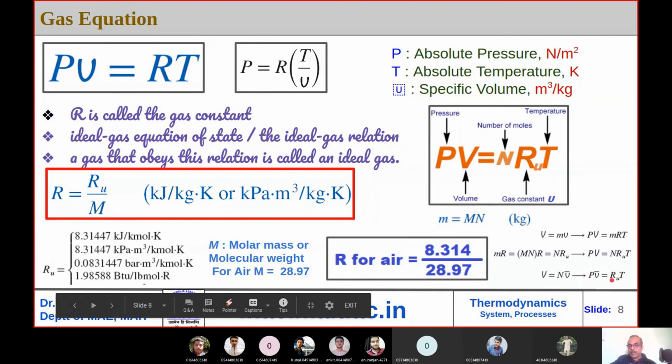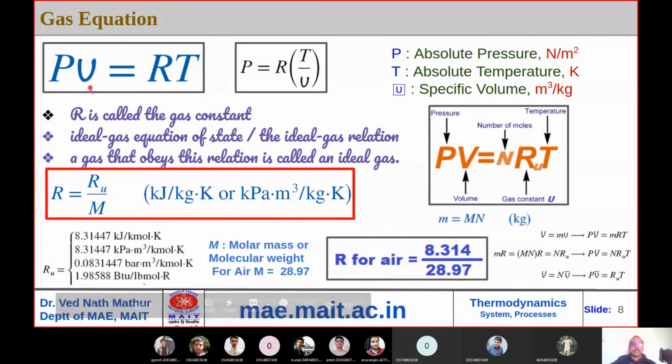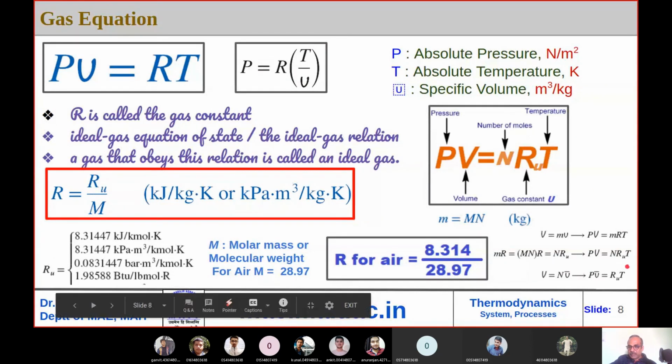This R̄ is a universal gas constant whose value is fixed for every fluid, whatever fluid you consider. And V bar is molar volume, not written here. Molar volume means meter cube per kg mole. So this is also a specific volume, but V with a bar over it is in terms of molar specific volume, and this is meter cube per kg. You should understand the difference between this PV is equal to R̄T and this PV is equal to RT.